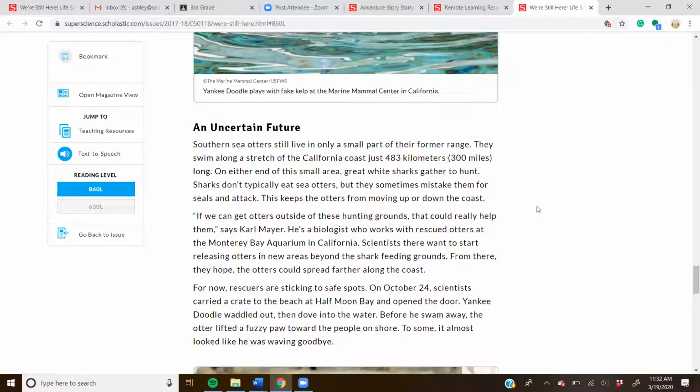Southern sea otters still live in only a small part of their former range. They swim along a stretch of the California coast just 483 kilometers, 300 miles long. On either end of this small area, great white sharks gather to hunt. Sharks don't typically eat sea otters, but they sometimes mistake them for seals and attack. This keeps the otters from moving up or down the coast.